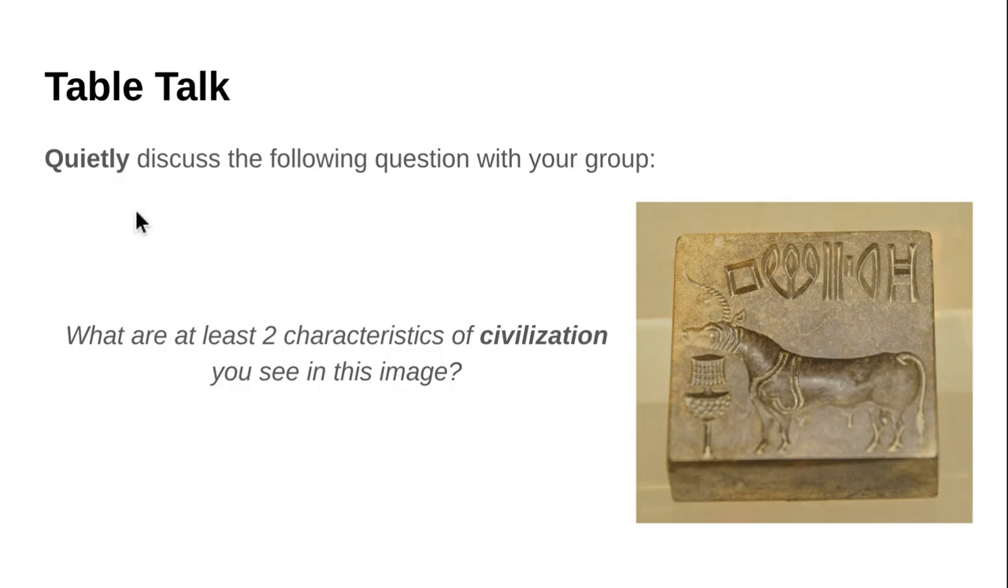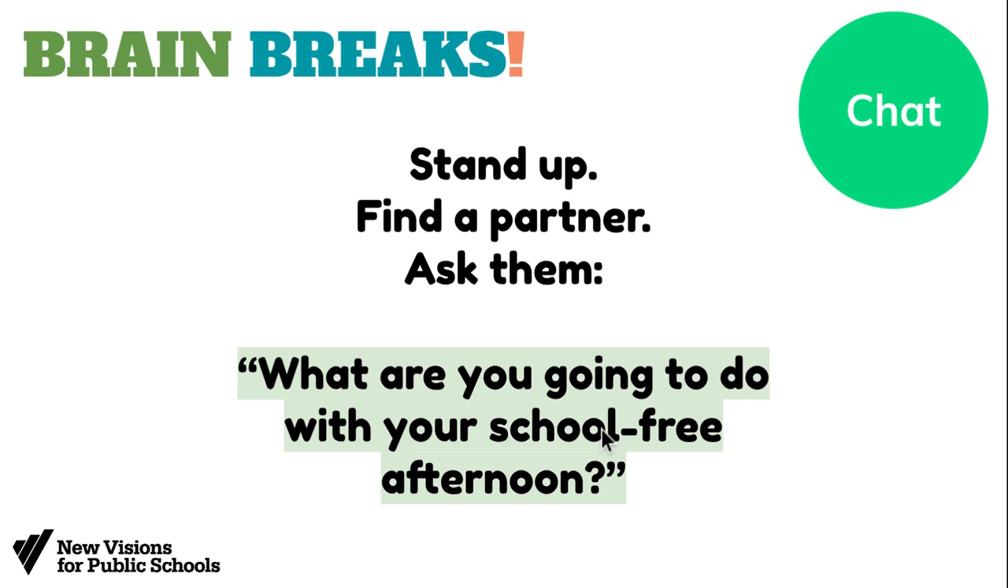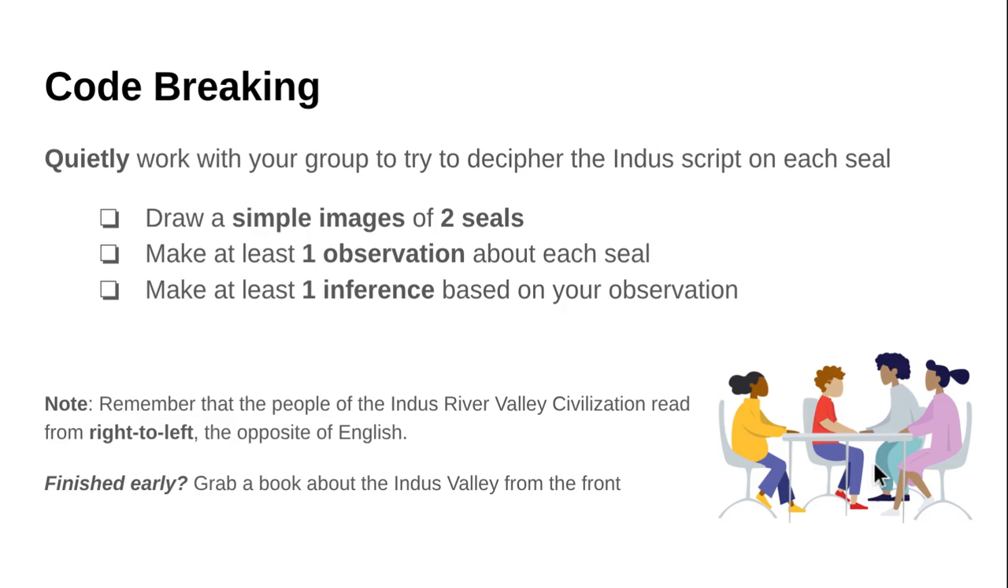Now, you'll have a chance when you move to a different station to do a table talk activity with some friends, and you're going to discuss what are at least 2 characteristics of civilization you see in this image on the right. You'll also have a chance to visit the brain break station, and you'll talk about what you would do with a school-free afternoon. We don't actually have after school today.